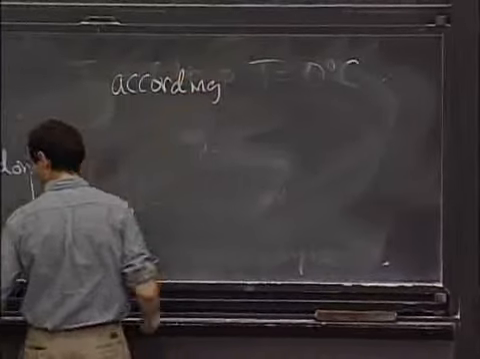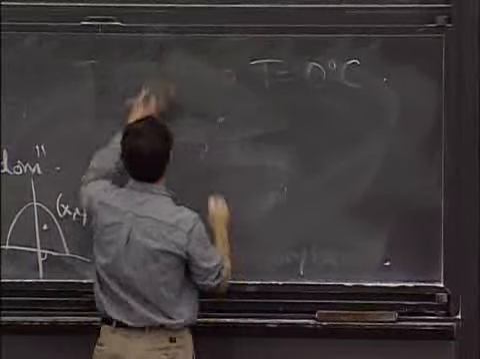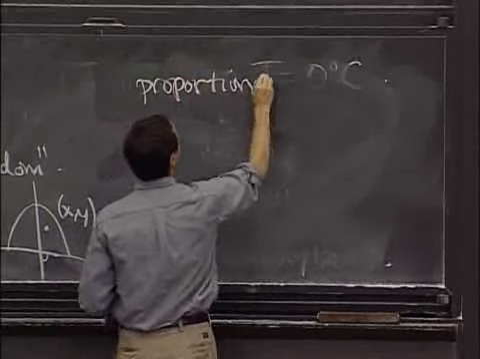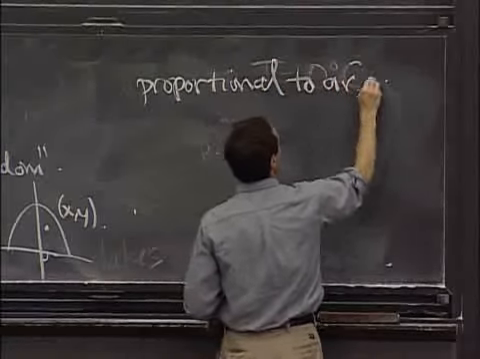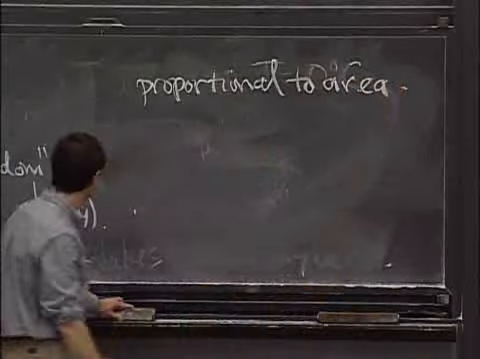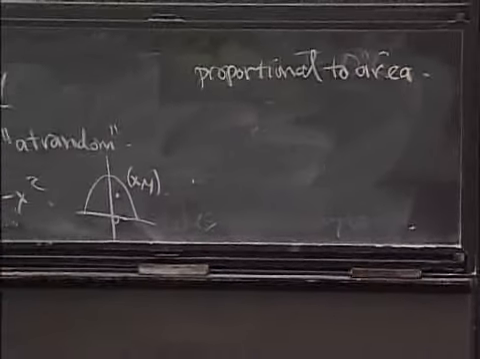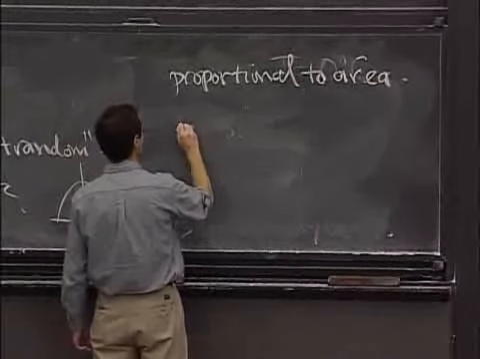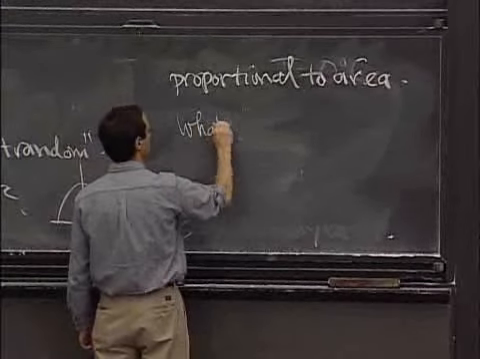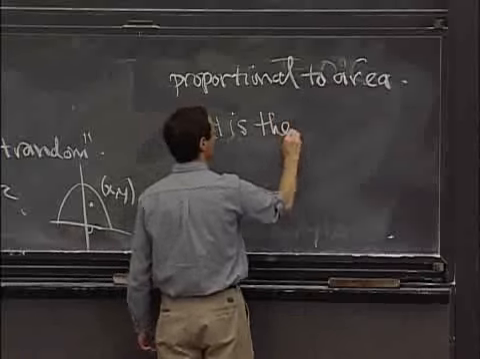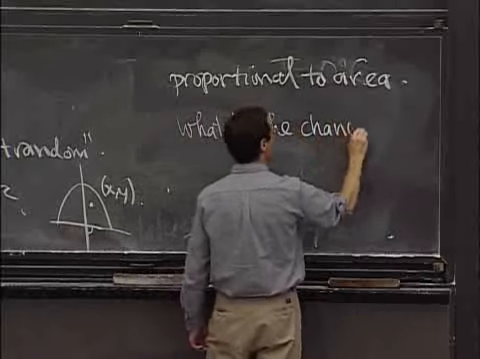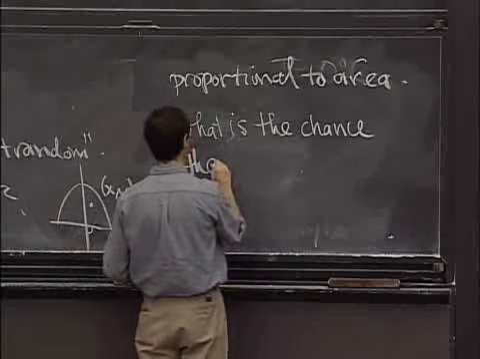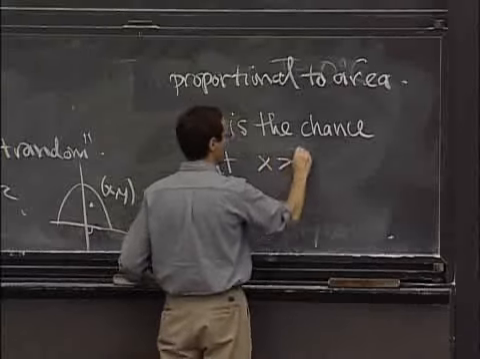And then I need to tell you according to what this random really means. This is proportional to area, if you like. Proportional to area, so area inside of this section. And then the question that we're going to answer right now is, what is the chance, or it's usually called probability, that x is bigger than a half?